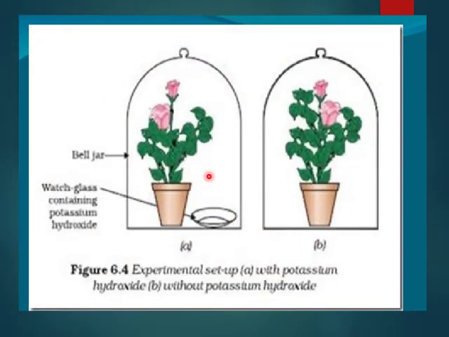Good morning, students. Today we are going to continue with the topic of activity 1.2 to demonstrate that carbon dioxide is necessary for photosynthesis. In this, there are two figures, figure A and B. In figure A, there is a petri dish containing potassium hydroxide and it is covered with a bell jar, whereas in figure B, there is no petri dish containing KOH and it is also covered with a bell jar.